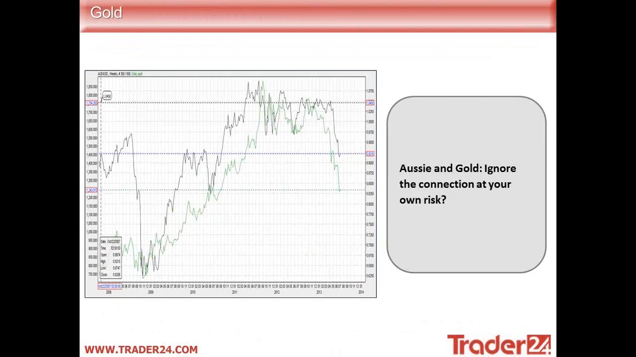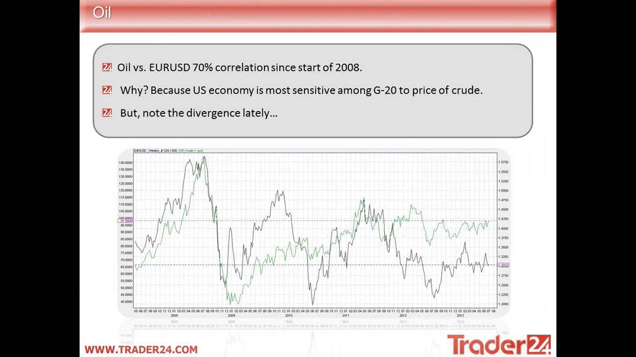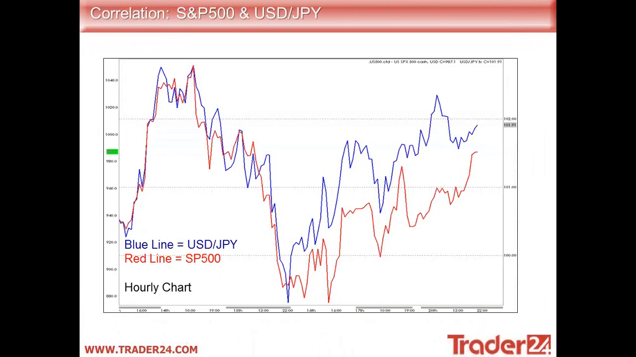In terms of gold, well, gold and the Aussie dollar, as we can see here, very, very strong correlation between the two as well. So there we would look to be trading that as well. So just bear these relationships in mind. We're looking at gold versus the Aussie dollar. We're looking at oil versus the euro dollar. Another correlation we could look at is S&P 500 versus the dollar yen.